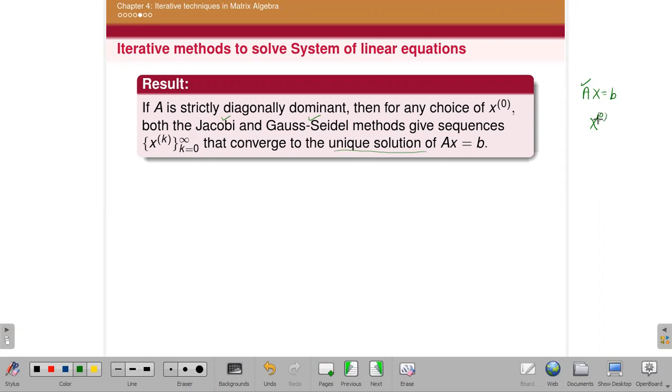So suppose I'm applying any method, x naught is the initial guess here. If A is strictly diagonally dominant, you have to check it first of all, whether A is strictly diagonally dominant or not. Then you apply the method.